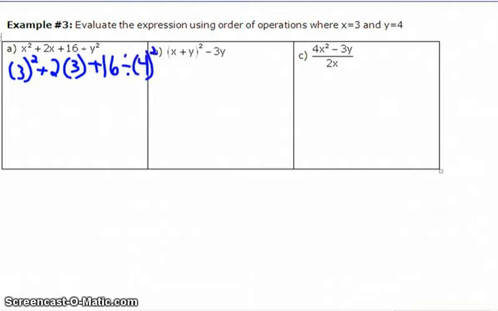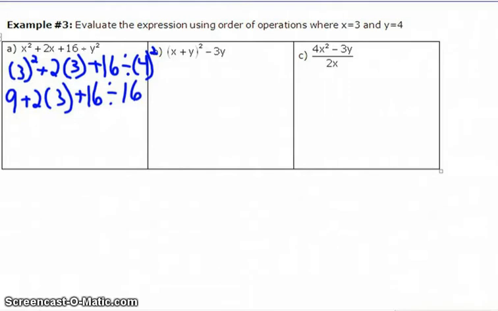Okay. Now I follow order of operations. Now these parentheses just mean multiplication. There's nothing inside the parentheses, no operations. So I'm going to do my exponents first. 3 squared is 9. And 4 squared is 16.